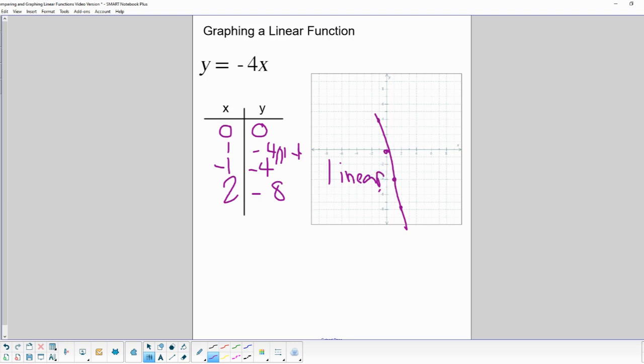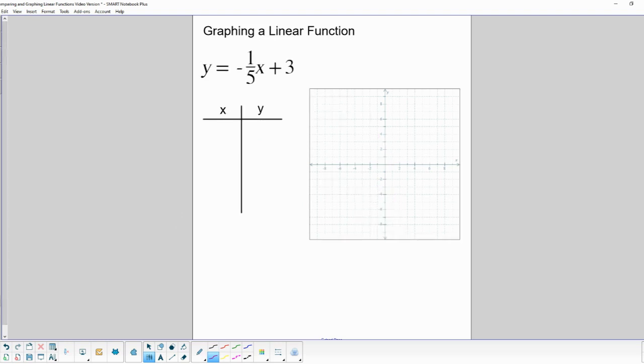All right, let's move along. Let's check out another one. Okay, so this has got a slope and a y-intercept. So let's go ahead and graph this one. And because it has a fraction with a 5 in the denominator, we're going to use 0, and then we're going to use 5 and negative 5 for our x values, because these will help simplify this fraction quite well.